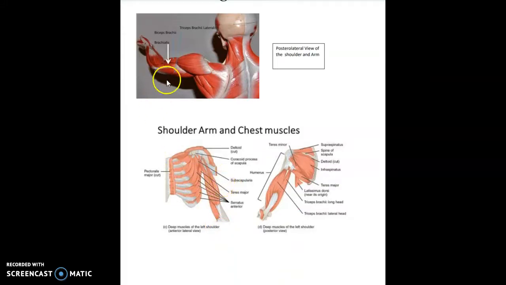I know for sure you're going to be using most of the superficial muscles, and for sure we're going to have this muscle, which is the deltoid, in your exam, guys. Remember, this is the deltoid, and this is for abduction of your arm.